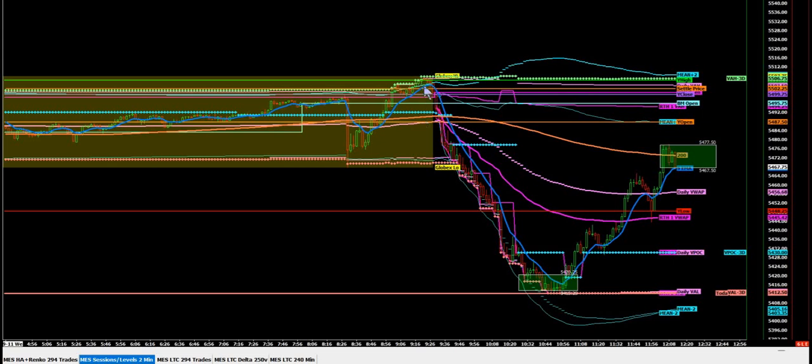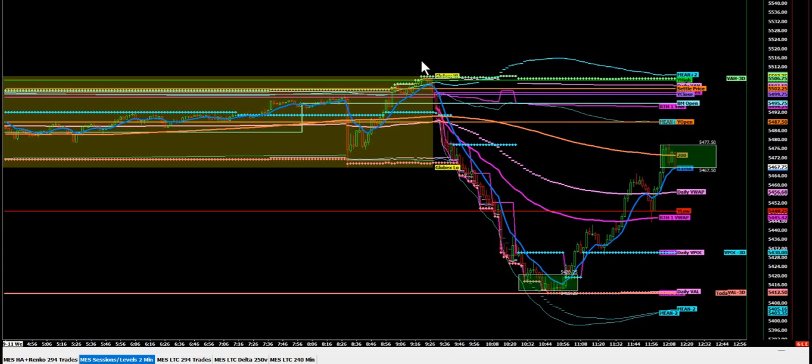So if you're into the short move, where are you going to get out? Well, the first logical target is Globex low. So if you're getting in anywhere up here, even if it's, for example, right here, anywhere above 55,175, your Globex target is 5467, which isn't bad. It's not a bad little chunk of change. So you get out there, or you take your first target off.